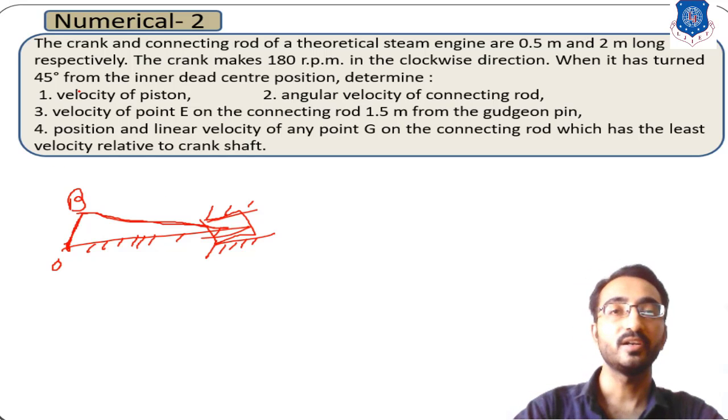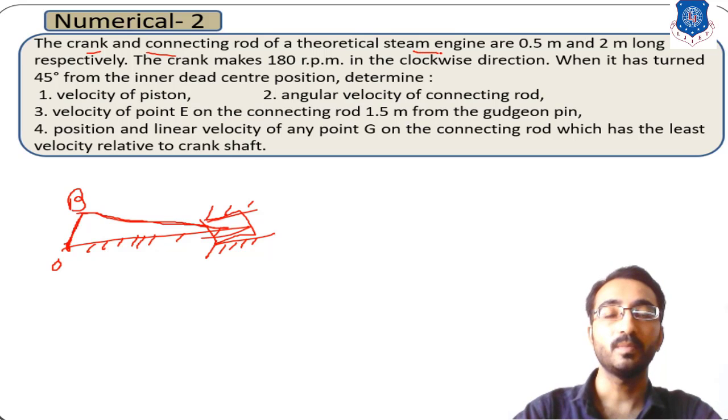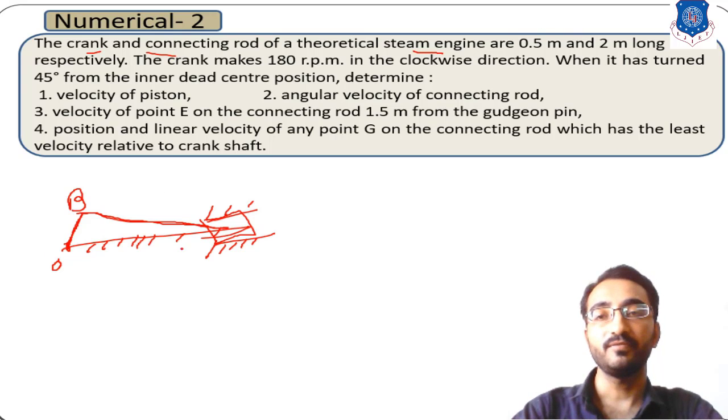In this numerical it is given in terms of crank, connecting rod and steam engine, but we have to remember that in case of a steam engine the mechanism is a reciprocating IC engine, and that is a single slider mechanism. Now, to sketch this configuration, we have a dimension of 0.5 meters.